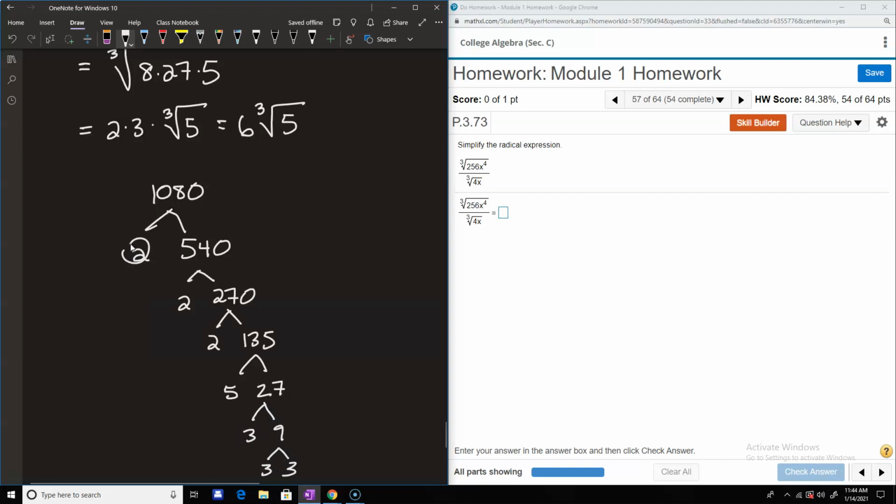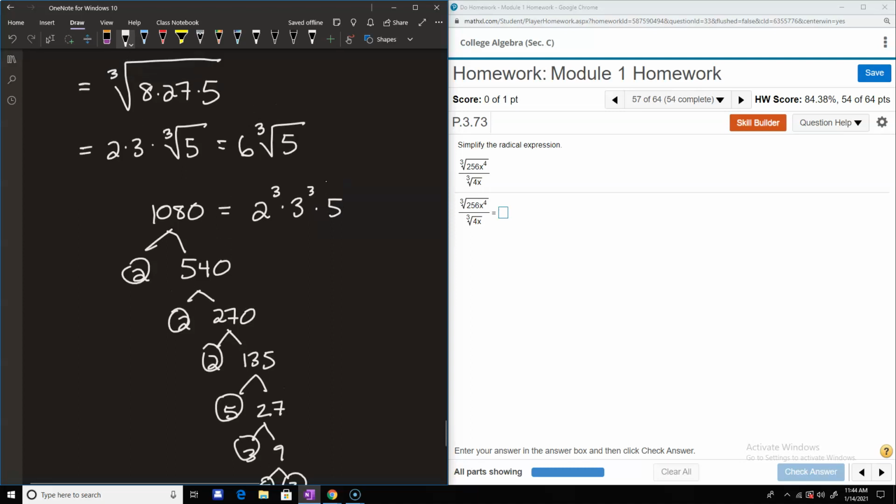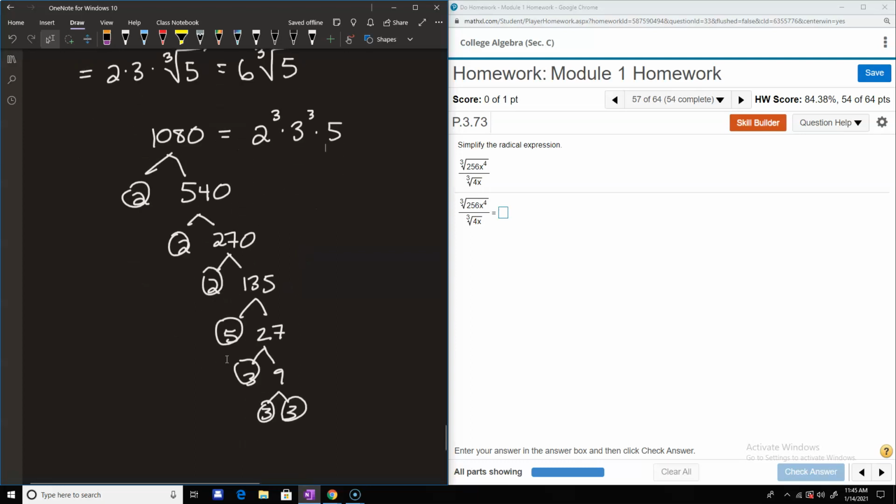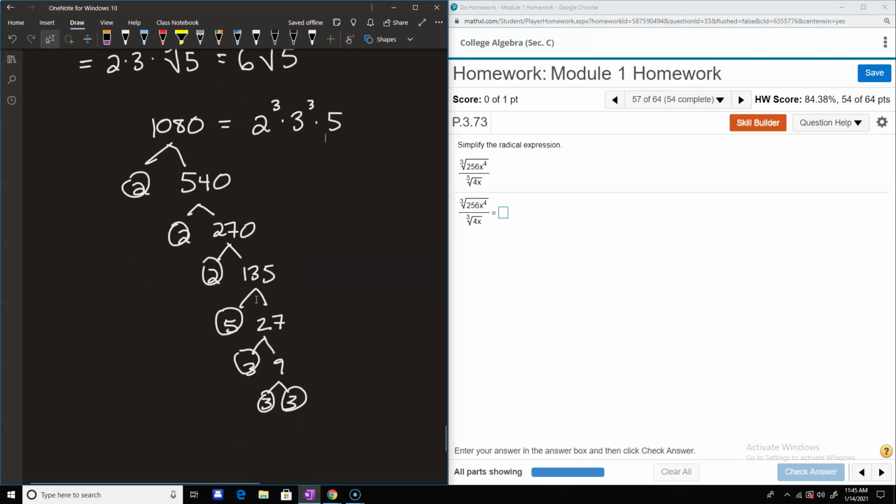Now, the end of all of these branches is going to be a number in the prime factorization. So essentially, the prime factorization of 1080 is 3 copies of 2, 3 copies of 3, and 5. That's why we can break it down into the 8 times the 27 times the 5. So this is known as the prime factorization, and this is a factorization tree, which is how you can do it step by step. So that's also a method for finding the cube root there.